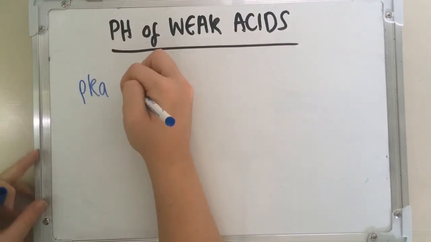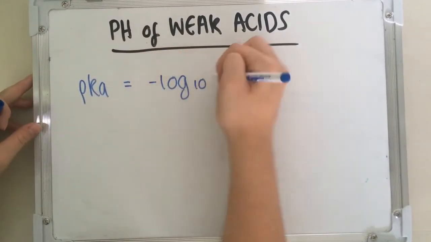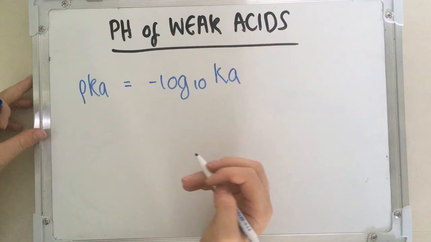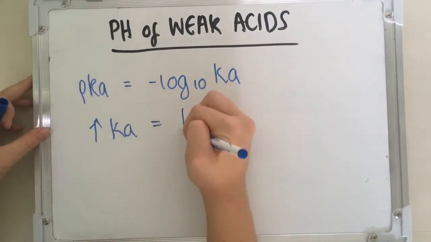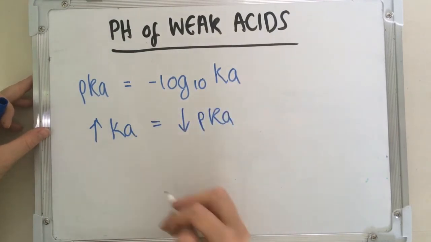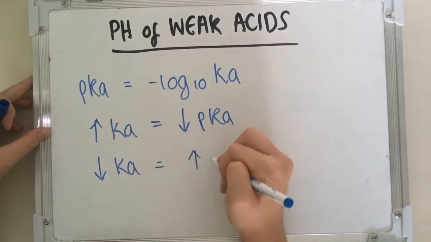Sometimes you may be asked to convert Ka into pKa, which is easy using this equation. It may be useful to know that the higher the value of Ka, the smaller the value of pKa, and vice versa.